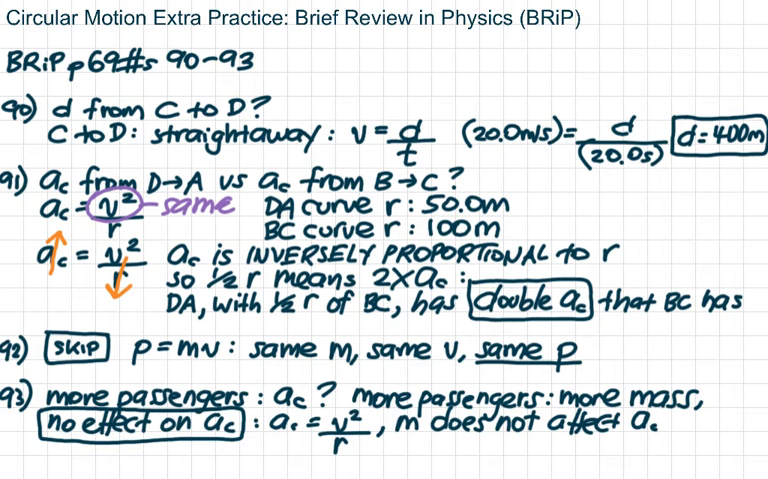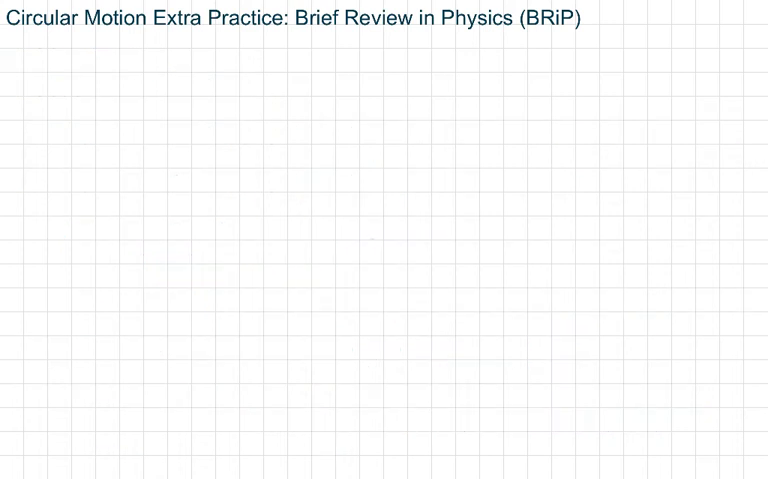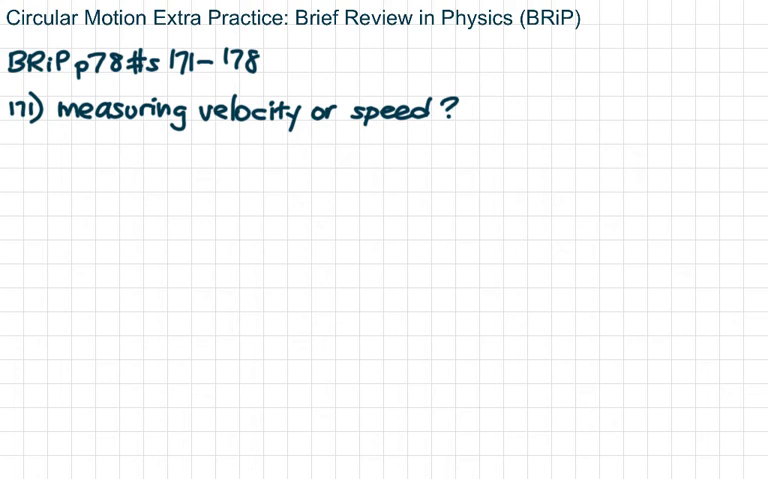Okay, and then the last set of problems in the Brief Review in Physics book actually deals with a lab that we're probably going to do. And then there are two more problems on top of that. So 171 through 180. There's a lot of reading for this problem, but 171 basically boils down to that Tom says that they're measuring velocity, and then Julia says, no, we're not measuring velocity, we're measuring speed.